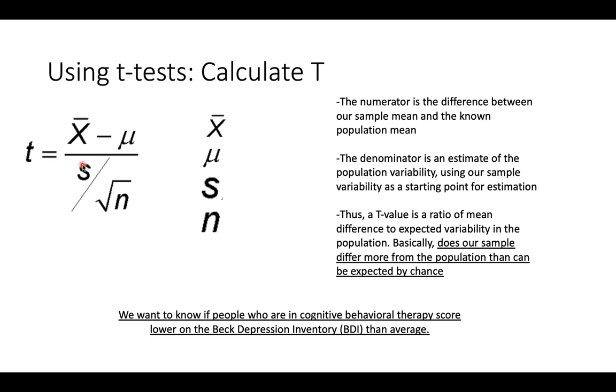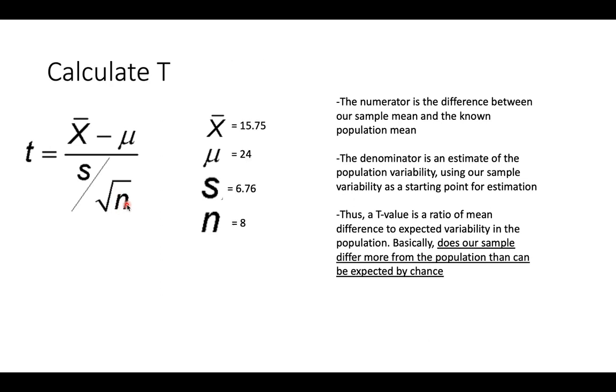That's S. Oh, I'm sorry. Yes, the known standard deviation in our population, S, divided by the square root of the number of people we collected data from. Basically, what we're asking is, does our sample, our X bar, in this case of 8 people, differ from the known population average of 24?